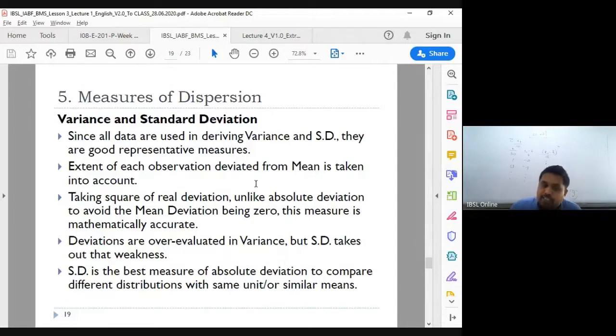Okay. Third point, taking the square of the real deviation, unlike absolute deviation, to avoid mean deviation being zero, this measure is mathematically accurate. Now I'll come to an interesting part. If you look at that example of 1, 2, 3, 4, 5, and I discussed that we're taking the modulus values and we are going to take the positive numbers.